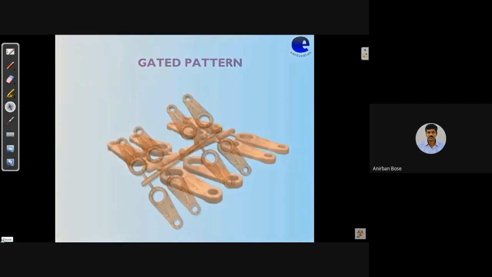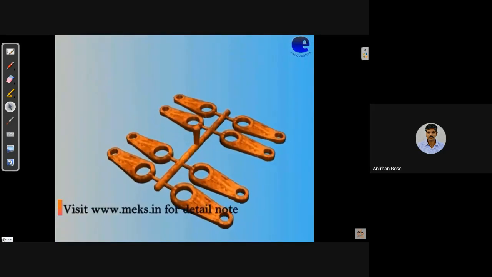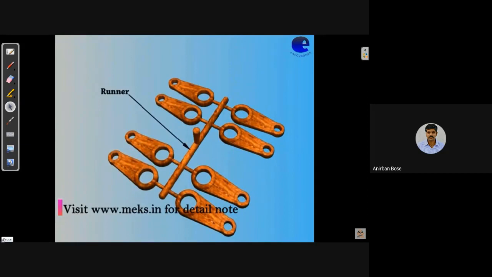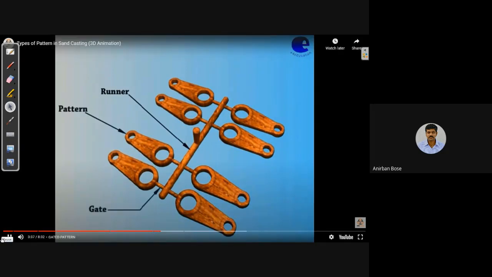Gated pattern. Let us see an example for gated pattern. Runner, pattern, gate, spur. It is basically the sprue, okay? The sprue pin, which is actually connected. Here you can see this is the common runner, okay? And these are basically the individual patterns. So you can see that many patterns can be cast in a single go, in a single flask. And the important thing that you observe, the whole gating system, like runner and the individual gates to the pattern, is already there within this pattern. Okay, so this is called the gated pattern.